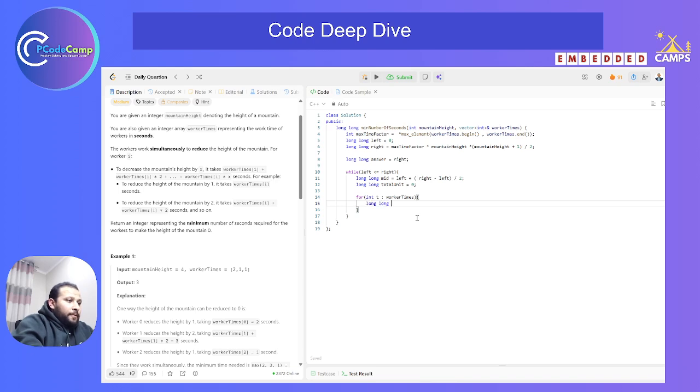Long work, this is mid by t, and after that I will calculate max unit k using the quadratic formula. So long k will be the square root of 1 plus 8.0 multiplied by work, divided by 2.